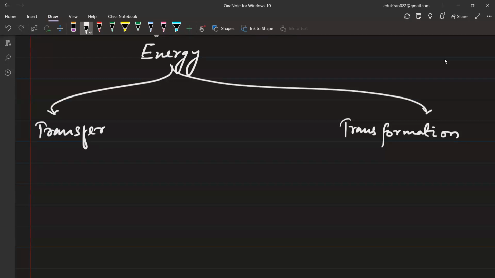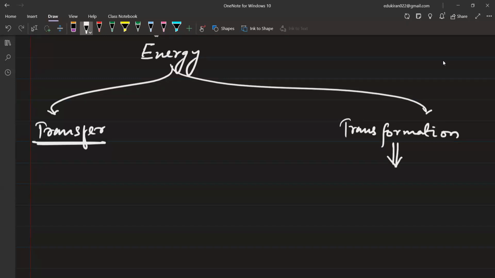Now, transfer of energy is when you heat something. When you are heating something, then what is happening? It is going from the hotter body to the colder body. That is transfer of energy. Transformation is conversion from potential to kinetic, electrical to light energy. All of these are transformation of energy.